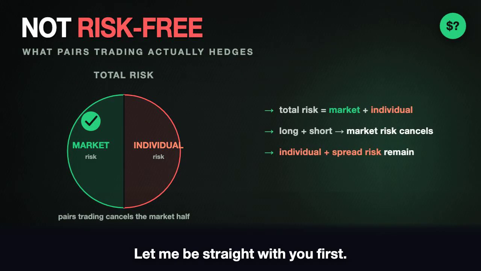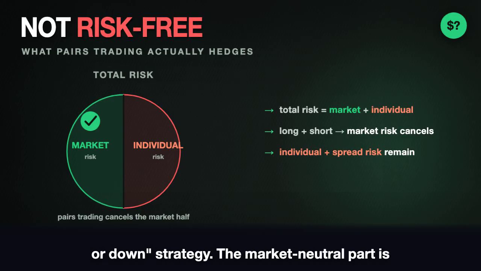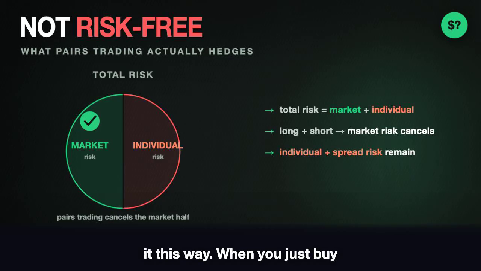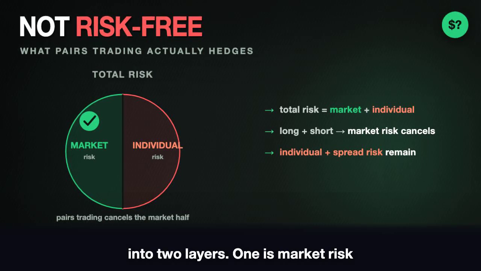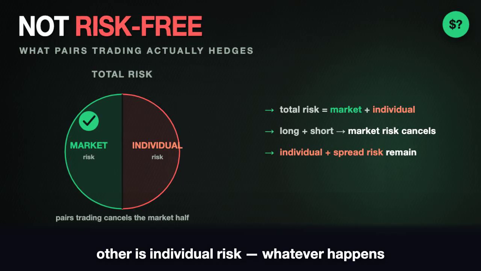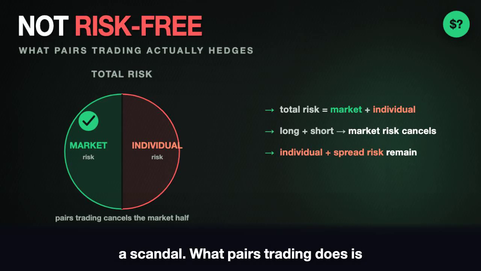Let me be straight with you first. Pairs trading is often sold as a market-neutral, works whether the market goes up or down strategy. The market-neutral part is true, but risk-free is wrong. Think of it this way. When you just buy one stock, the risk you take splits into 2 layers. One is market risk, the part that comes from the whole index moving up or down. The other is individual risk. Whatever happens to that one company, earnings, an accident, a scandal.